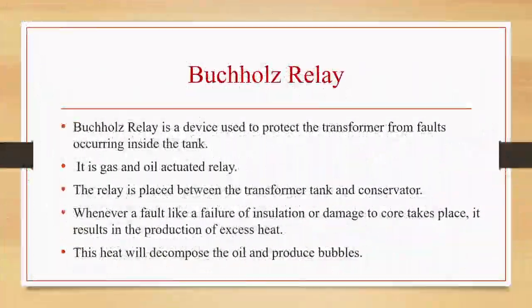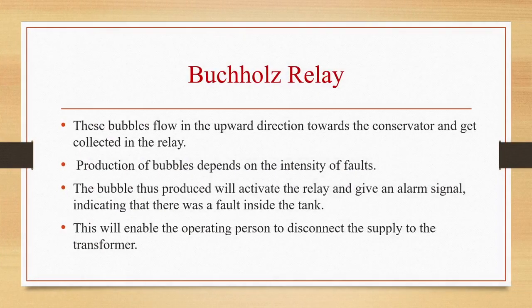Buchholz relay. Buchholz relay is a device which is used to protect the transformer from faults which are occurring inside the tank. It is a gas and oil actuated relay, and this is placed between the transformer tank and the conservator. Whenever a fault like a failure of insulation or damage to the core is taking place, it will result in the production of excess heat. So this heat will decompose the oil and it will produce bubbles. And bubbles will flow in the upward direction towards the conservator and they'll get collected in the relay.